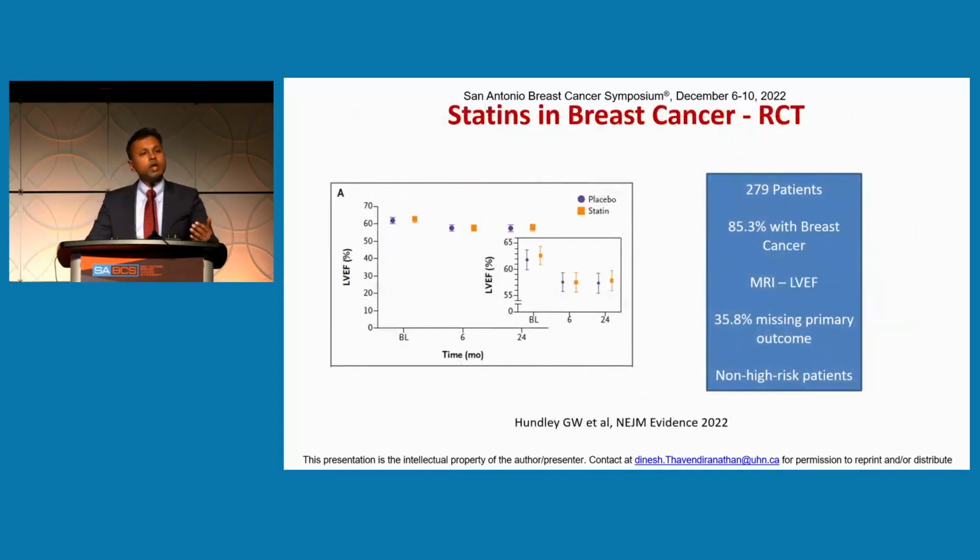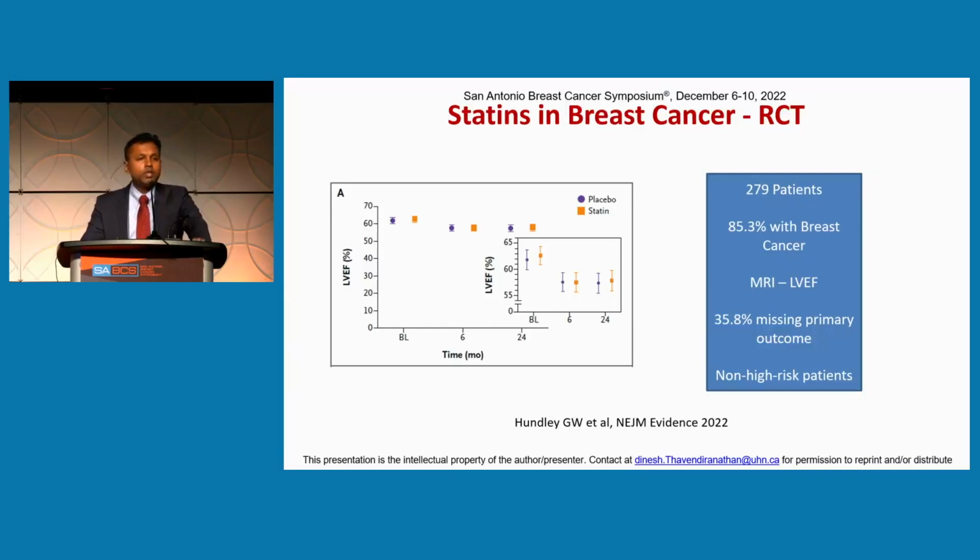The other class of drugs that have also garnered a lot of interest is statins. A number of retrospective studies have now shown that the use of statins seem to reduce the risk of clinical heart failure. The only study that has been done systematically so far, published a few months back, is this trial that looked at patients receiving anthracycline-based therapy. Majority of these patients had breast cancer, and we used the gold standard technique, which is cardiac MRI, to follow patients. And at 2 years, there was no difference in left ventricular ejection fraction between the statin-treated group and placebo.